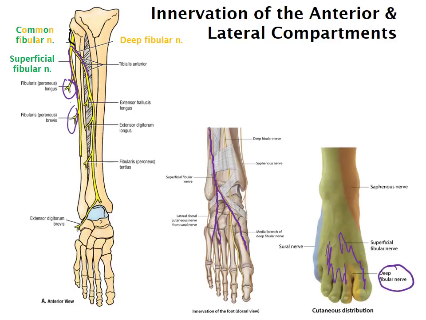So here, going back up, now in blue, we see the deep fibular nerve innervating the muscles of the anterior compartment of the leg and then extending down. We'll have to go over to the next picture here, extending down and innervating specifically the web space between the first and the second toes, plus parts of the toes themselves. So we see this region here as the cutaneous innervation of the deep fibular nerve.